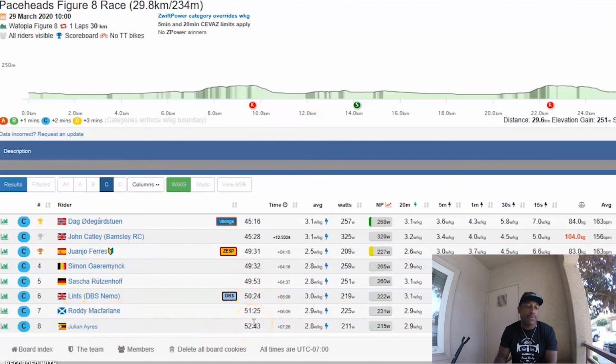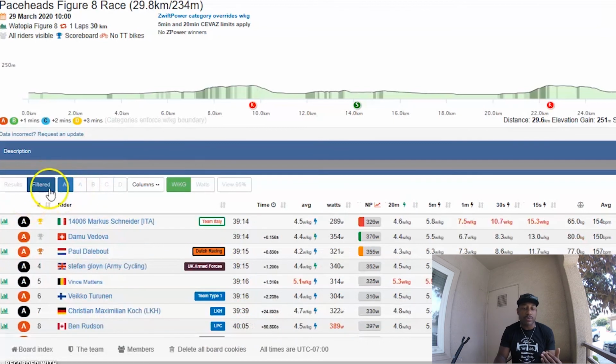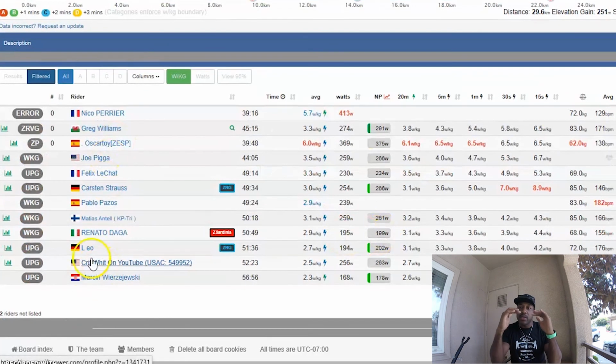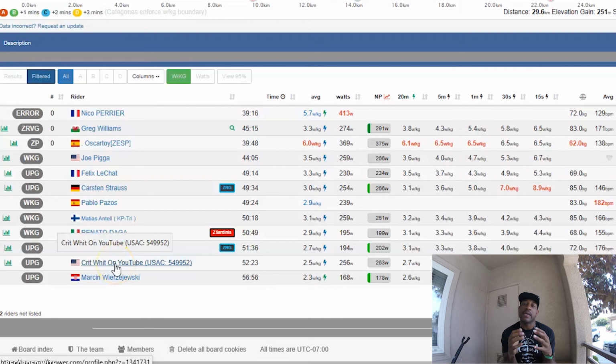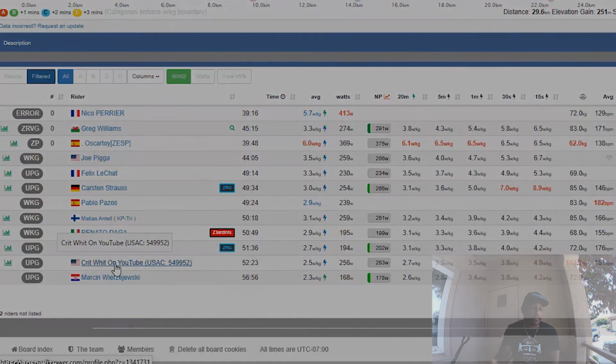But that's how you can find out how you did in a race when they don't put your name in the ultimate results, by clicking filtered and looking at that. And what it'll do is show you your time depending on the duration after the race, or if you do it immediately after the race, it will show you where you lined up with everybody else, even if there were other people that had been filtered out of the race.